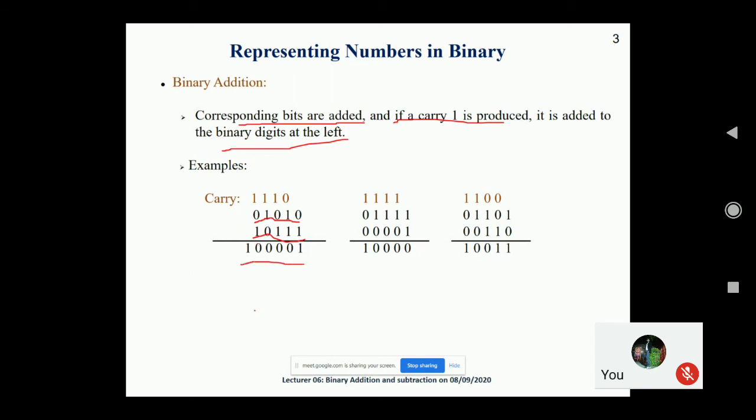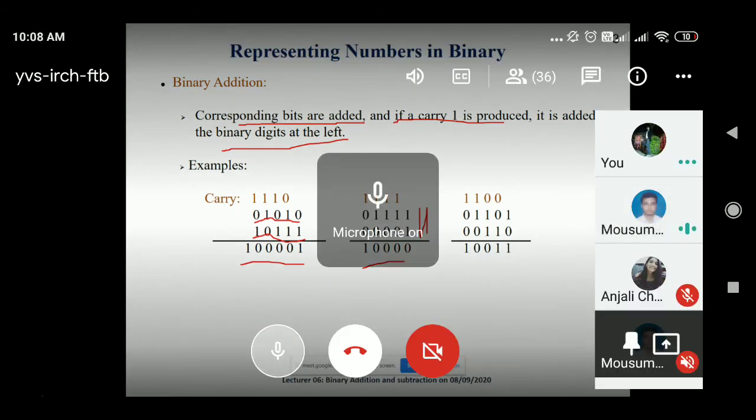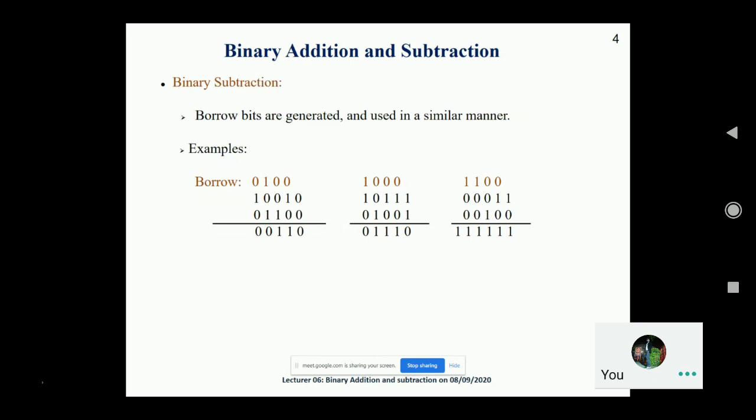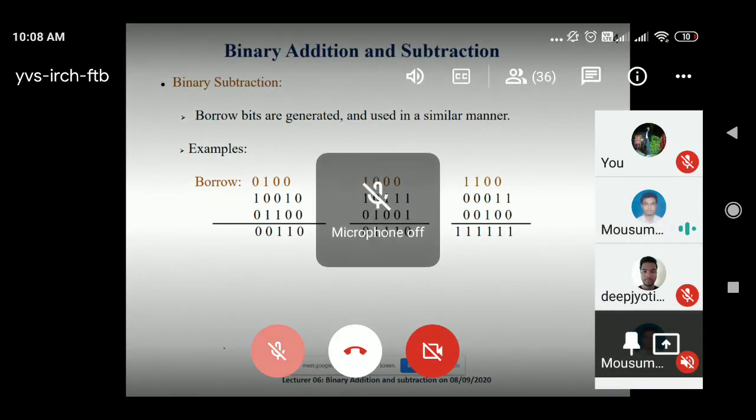It is the same thing in this example also. 1 plus 1 is 0 and 1 is generated; 1 plus 1 is 0, 1 is generated; 1 plus 1 is 0. This way we are performing the binary addition. Any doubt on this one? No, sir. So how do we use subtraction?